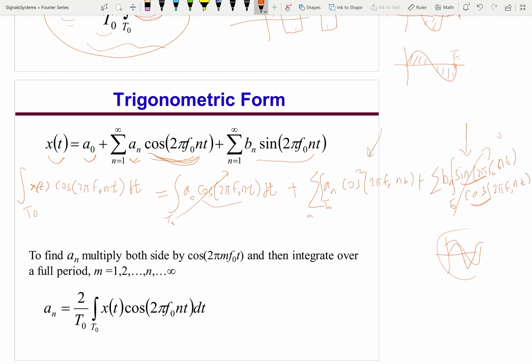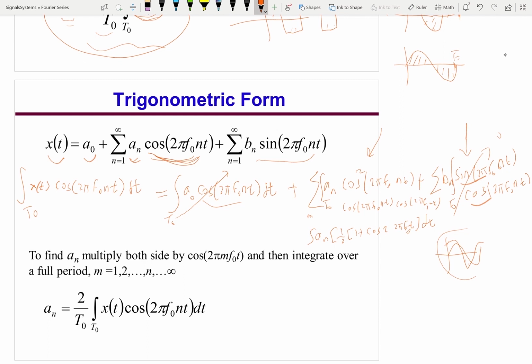So this term is actually like cosine 2 pi f0 nt times cosine 2 pi f0 mt. So when n equals m, you get the square. And when you integrate this, you will not get 0. What you will get is the integral of An cosine squared, which I can express as half 1 plus cosine 2 pi f0 t dt.